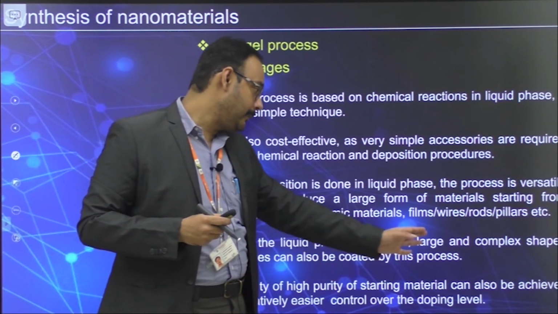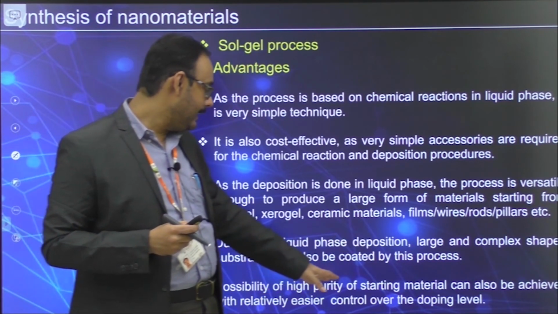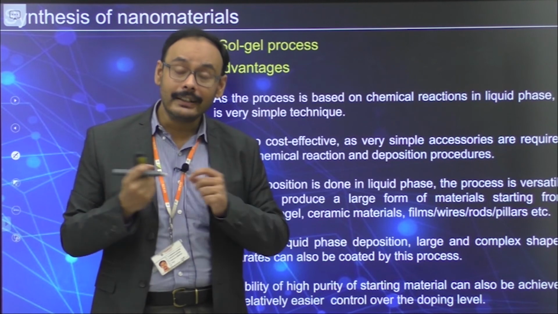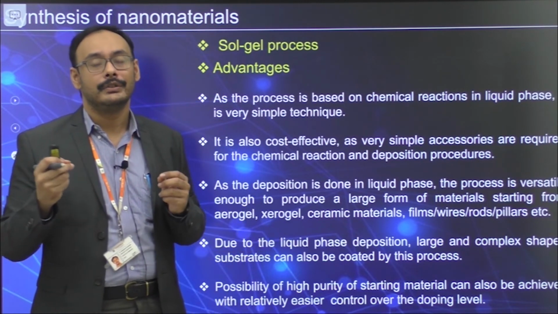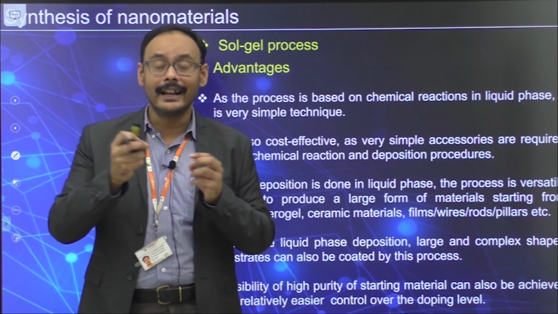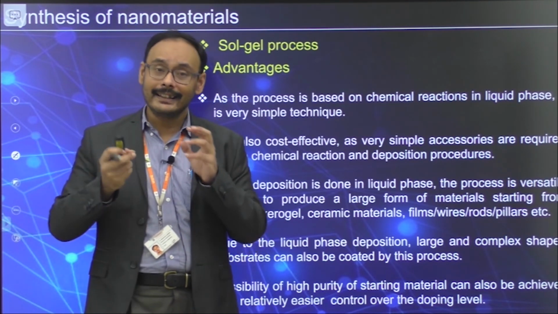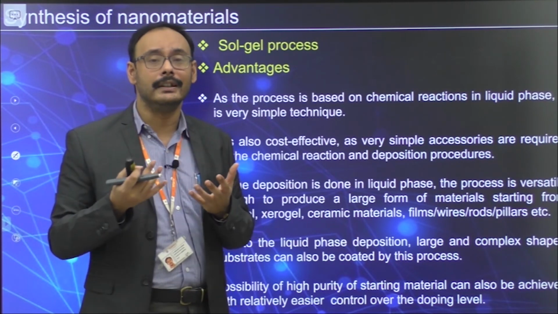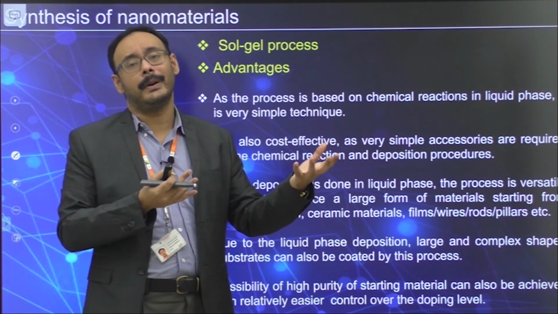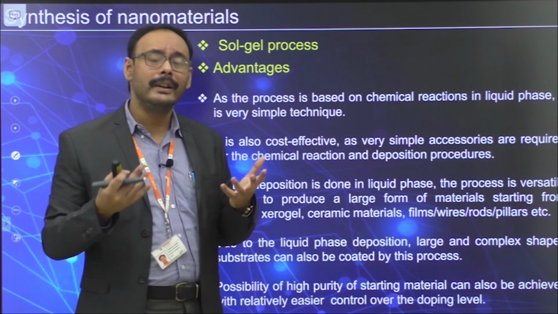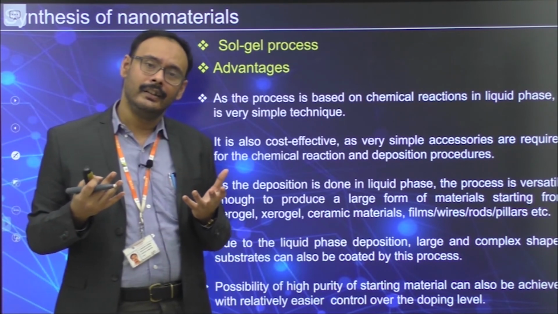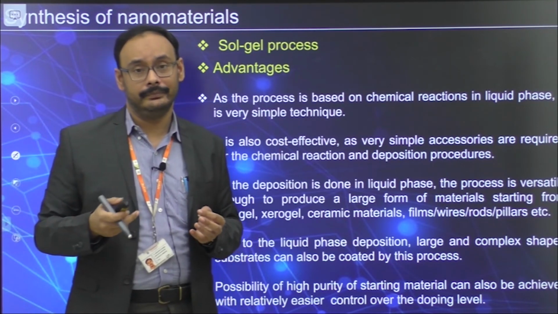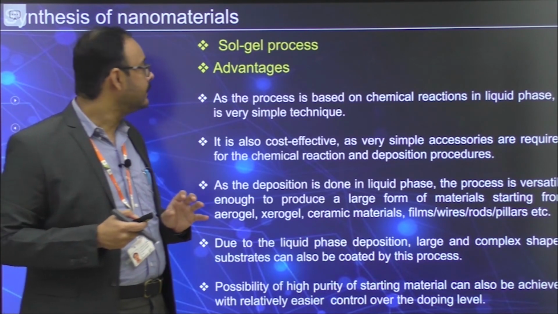The possibility of high purity of starting material can also be achieved, with relatively easier control over the doping level. Because all the reactions are happening at the molecular scale, you can to some extent predict the impurities that are going to be present. In that case you can adopt approaches where there will be almost no impurities, because you already know what the byproducts are going to be. So it is not always that tricky to find out what the impurities are and how to get rid of them. Okay, so these are the advantages.